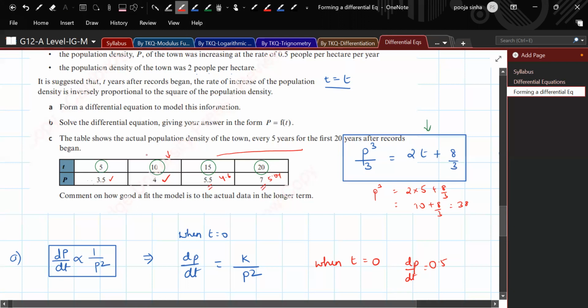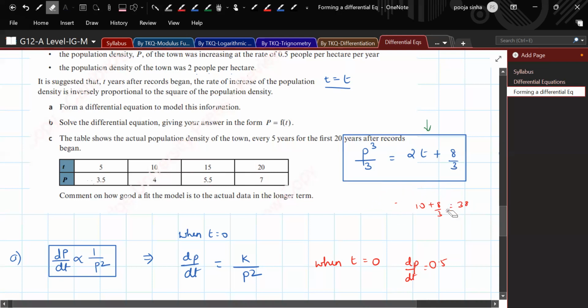Meaning as the time passes, as the time is longer, the model is not a good fit, because your model's estimation is lower but the actuals are higher. Hence the model is not a good fit. Is that clear? So we have to say the model is not a good fit. Not a good fit. And right.